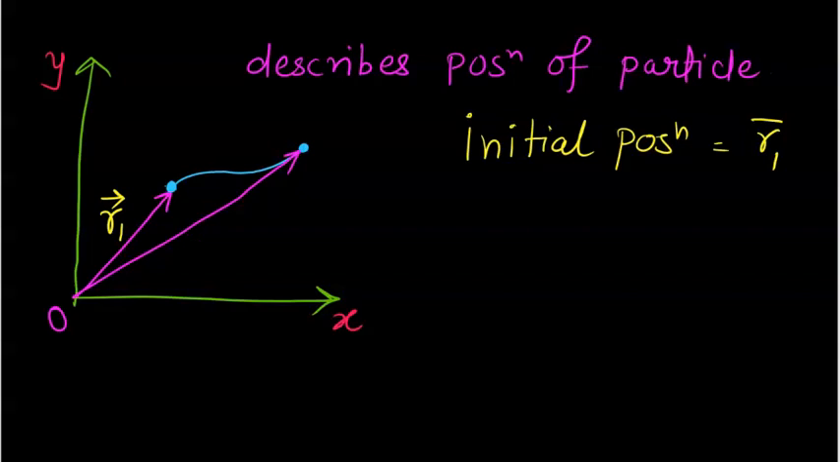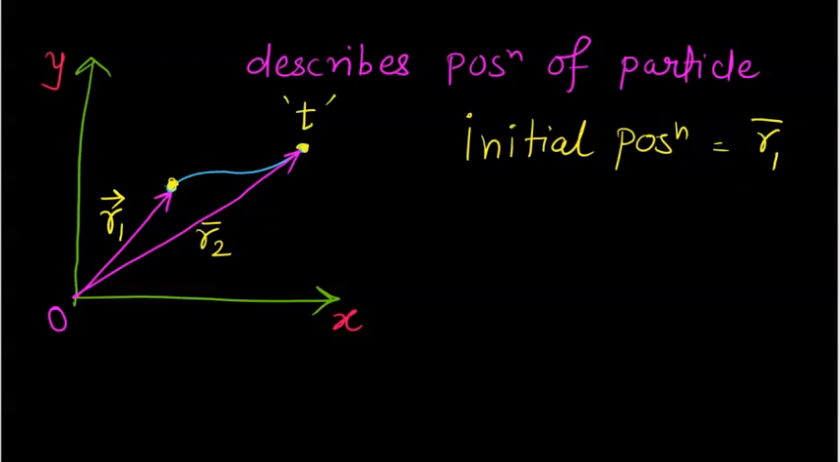Let me use the yellow pen. So this is r2 bar, and this is the final position. Suppose when the particle was at the position r1 bar, the time was 0 seconds. The observer started taking the time at this particular instant, and when the particle moved here, the time was, suppose, t. So only t amount of time passed such that it moved from this position to this position.